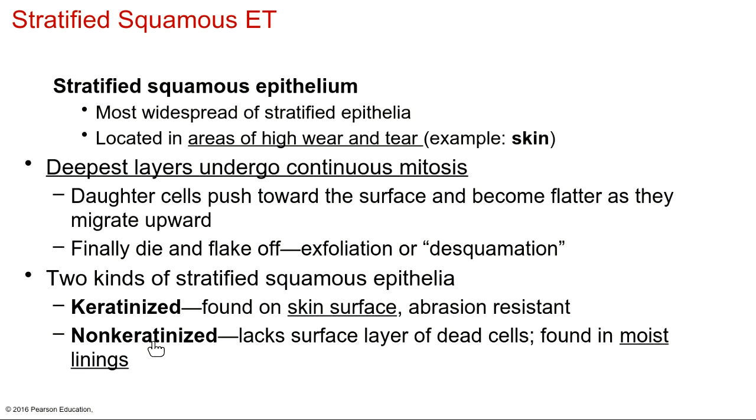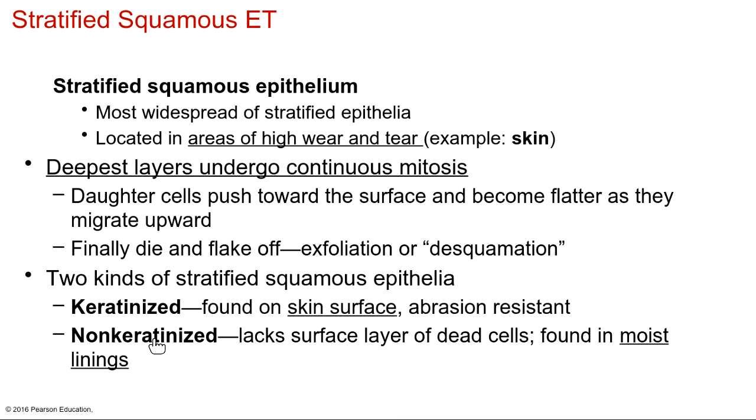So that should tell you something here. Remember that keratin is really tough. It's hard, and it's going to give sort of a dry quality to something. If it's not keratinized, it's not going to have that quality, meaning it's going to be moist. So this tissue, non-keratinized stratified squamous, is going to line areas where you need those areas to be moist. Moist linings. Examples would be the inside of the oral cavity and the esophagus.